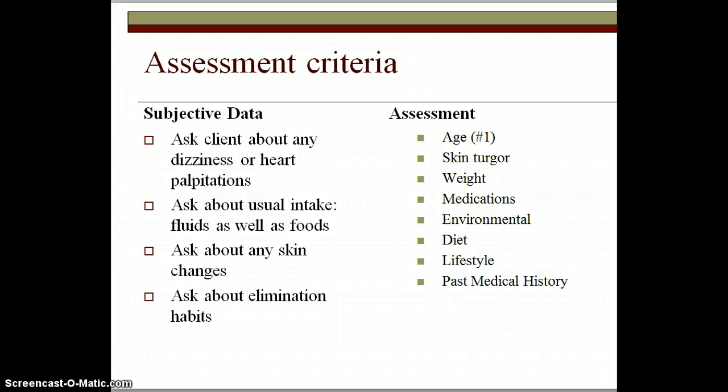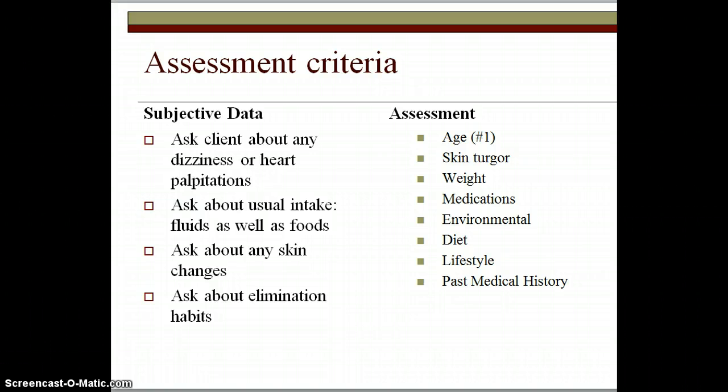And lastly, we look then at our assessment criteria. When the patient talks about being dizzy, I would get an orthostatic blood pressure. I would listen to that heart for 1 full minute to see what the apical sounds like if they are complaining of heart palpitations. Ask about what types of fluids and foods they typically eat. Are they on a fluid restriction? Are they on a sodium restricted diet? And then our assessment includes things such as age.